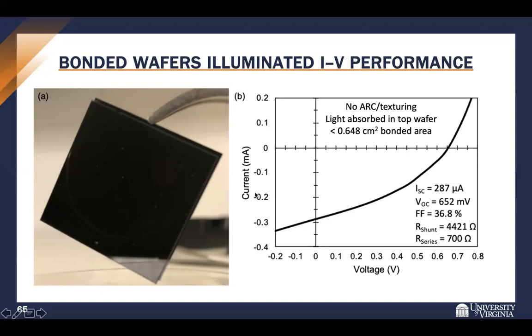However, the current is still relatively low for a variety of reasons. One, there's a very high series resistance of 700 ohms. So hopefully further bonding could improve that. Also, there's no anti-reflection coating deposited, so I'm losing roughly 30% of the light from reflecting off the front surface. There's also lots of light absorption in that top wafer, so a lot of the light and the carriers won't reach the interface. Additionally, considering how I did the bonding, there's only 0.648 centimeters squared of bonded area. So not the full 25 by 25 millimeters is bonded.